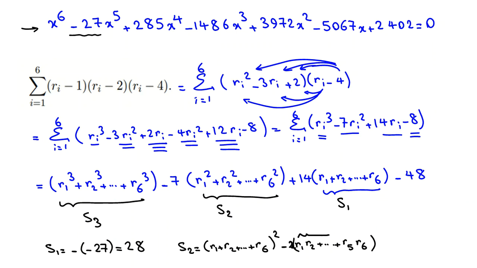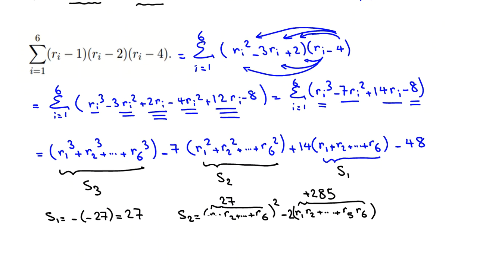So here, again, from Vieta's formula, let me correct this too. From Vieta's formula, we can say it is what? R1, R2, you should focus on this part. It is exactly plus 285. R1 plus to R6 is what? Is, sorry, here. Negative 27 is plus 27. So you replace this 27 squared.